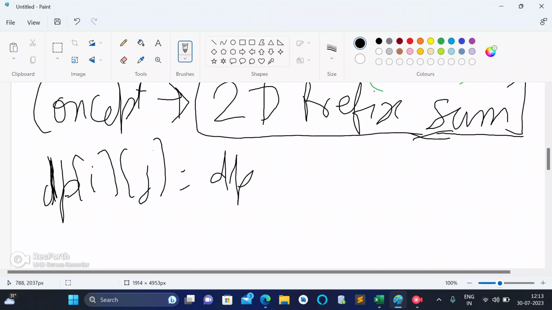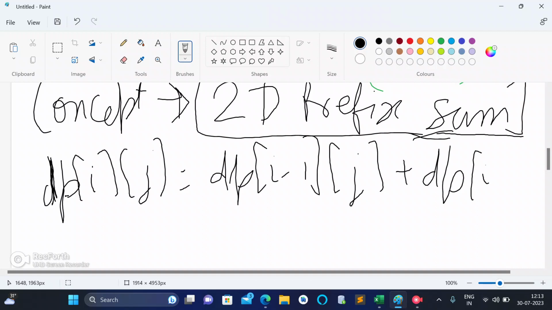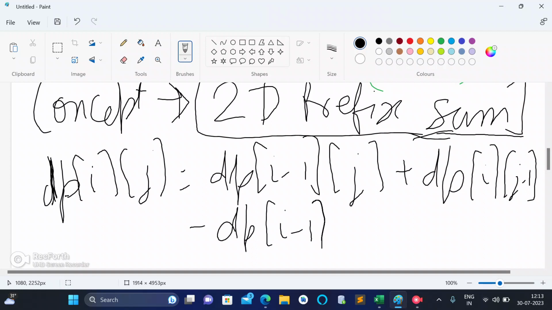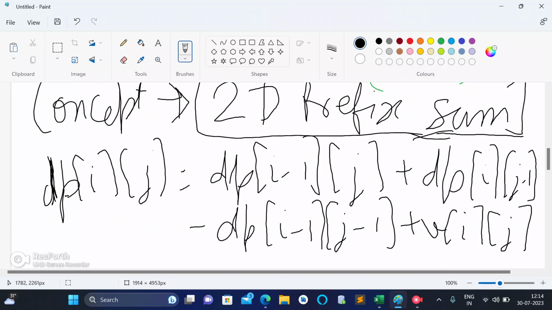Actually, the transition is of the form dp of i j is equal to dp of i minus 1 j plus dp of i j minus 1 minus dp of i minus 1 j minus 1 plus v of i j. The transition is of this form. Believe me, if you know 2D prefix sum, this transition is very easy for you.